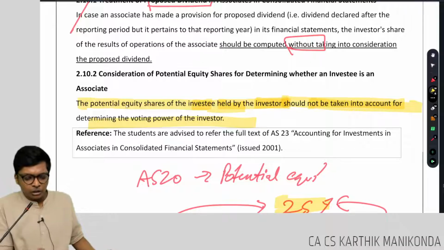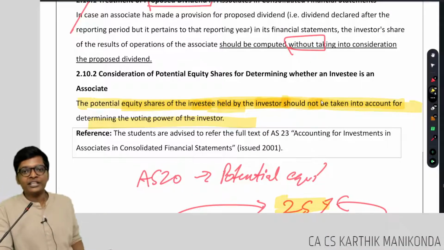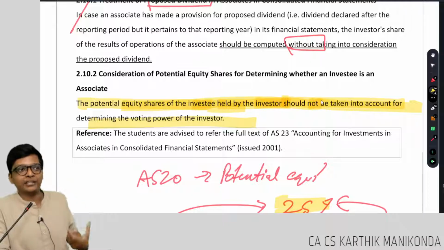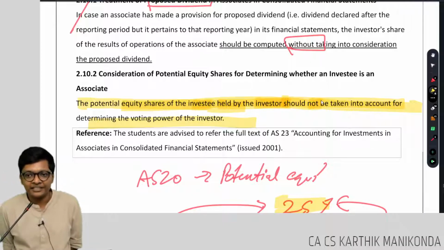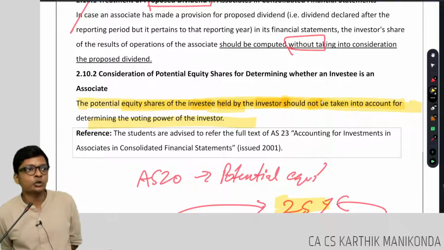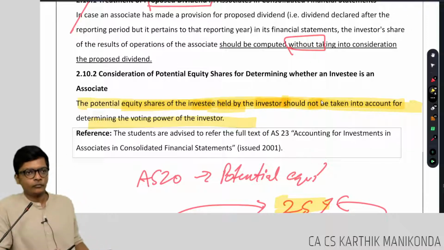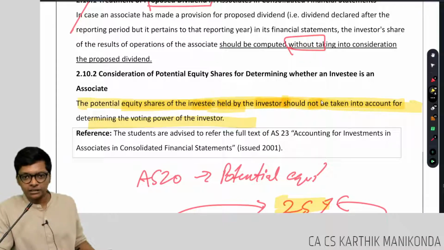So ensure that you write this note somewhere. Last theory which I want to teach in the ending: potential equity shares of investee. Who is investee? The company in which I invested became my associate. Potential equity shares like convertible debentures if I invested, potential rights issue if anything is going to come next year, all those things I will not consider, ESOP, etc. That's it. Sums and all, it's not there. Theory point. Clear, guys?